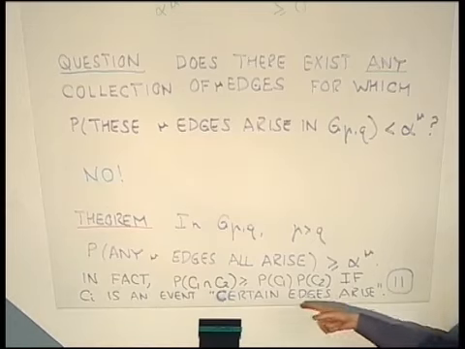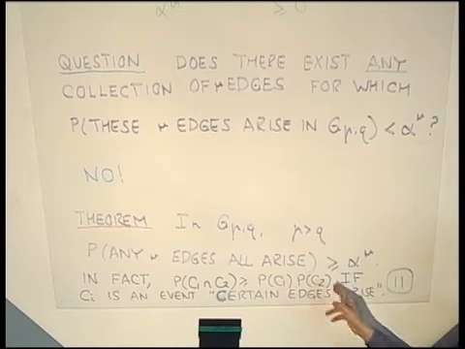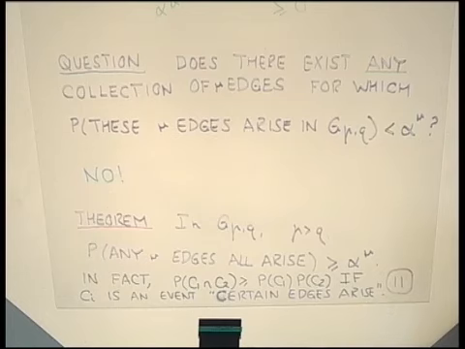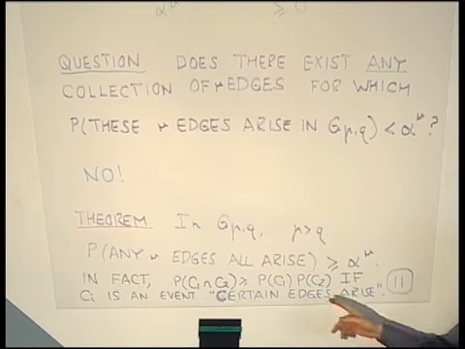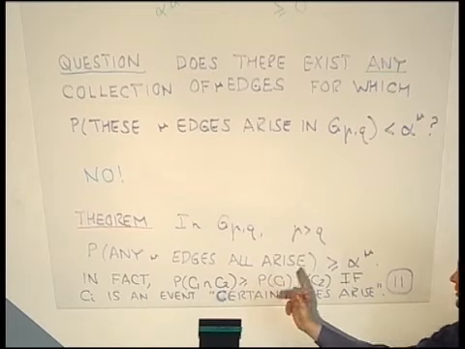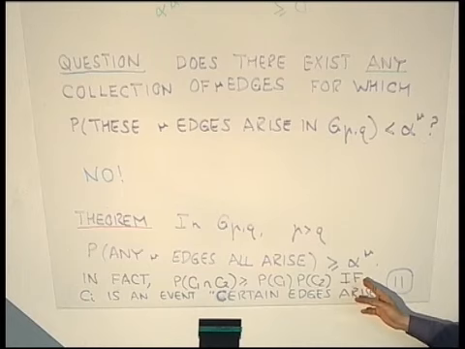Suppose that C1 is an event that this particular bunch of edges arise, and C2 will be a similar event. All these edges arise. Again, I insist, we're not insisting that these arise as induced subgraphs, just that all these edges arise. So what we say is that the probability that both these events happen is at least as big as the product of these. This is getting a bit like an FKG inequality. I'll make some remarks at the end to slightly dampen that down. I don't think it's quite as simple as that, actually.